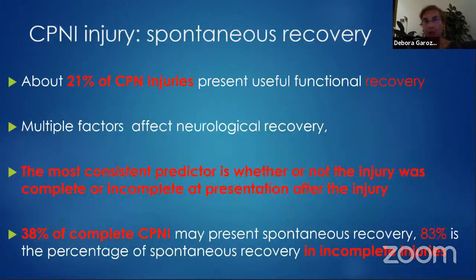Now, whenever we have an injury, we always try to sort out which are the lesions that are going to be reversible or those that will advocate indication for surgery. So it has been calculated that about 20% of CPN injuries present spontaneous recovery. And the most relevant prognostic indicator is the clinical presentation immediately after the injury. So if the patient presents an incomplete palsy, then we have chances equal to about 80% that there might be a spontaneous recovery. Otherwise, if the patient presents a complete palsy of the CPN, the chances for a spontaneous recovery are definitely reduced to 38%.